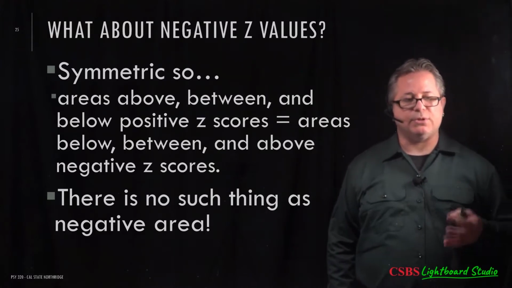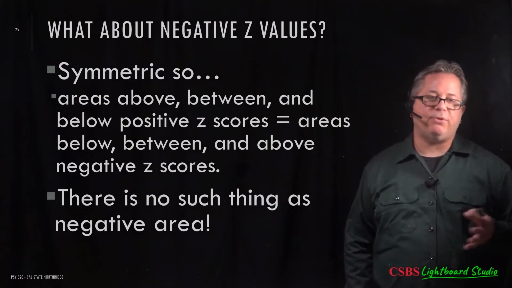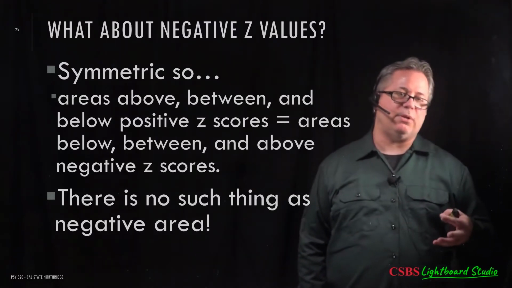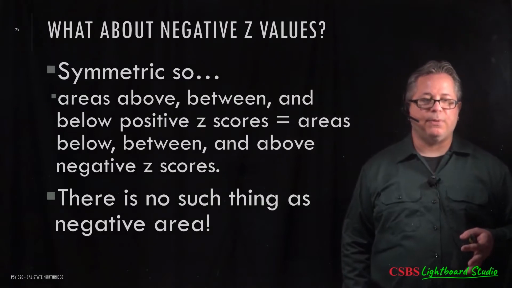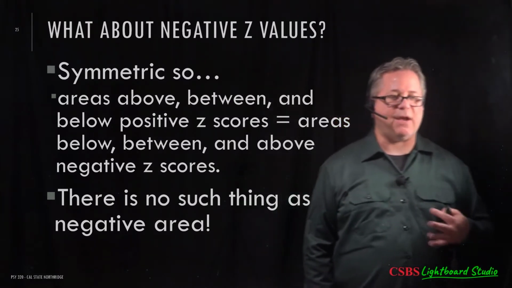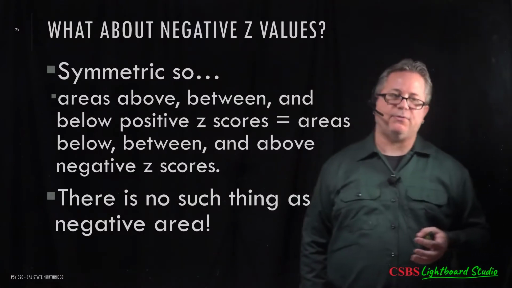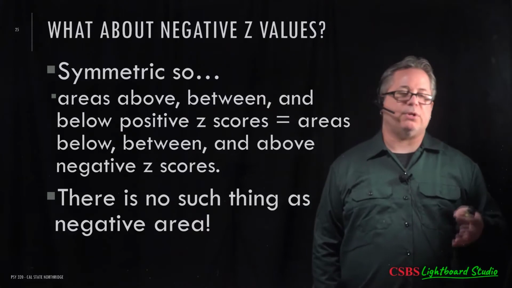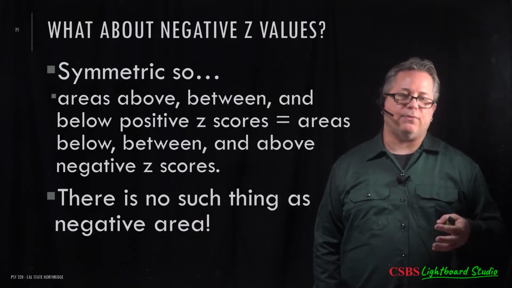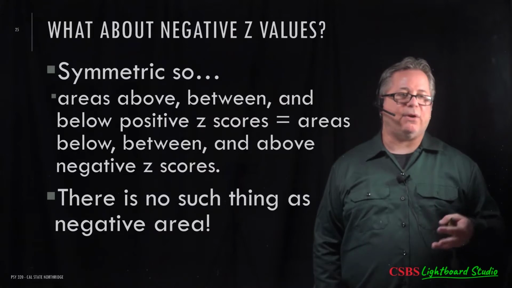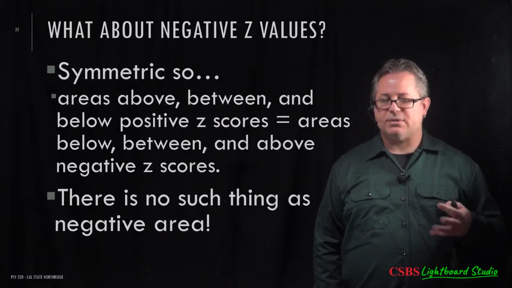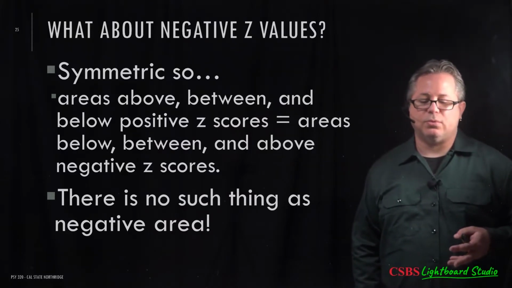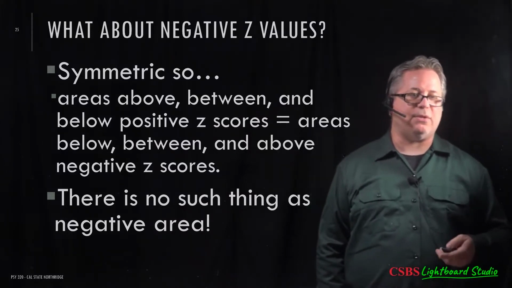So because the distribution is symmetric, areas above, between, and below positive z-scores are the same, or they're equal to the areas below, between, and above negative z-scores. So remember, there's no such thing as negative area. So if you're trying to compute areas for problems related to the normal distribution and probability in the area under the curve, and you do something and you get a negative area value, something's wrong. You can't have negative area. So I'd rethink what happened and how you got to that negative point.